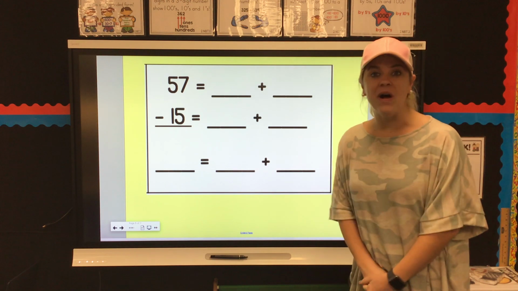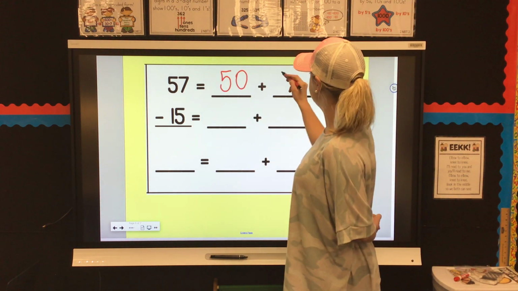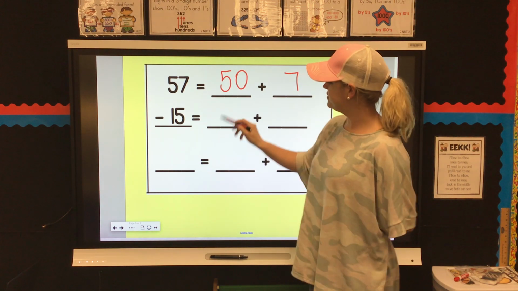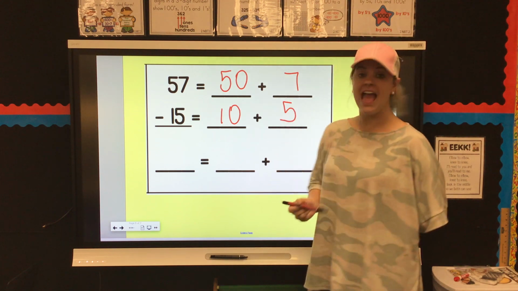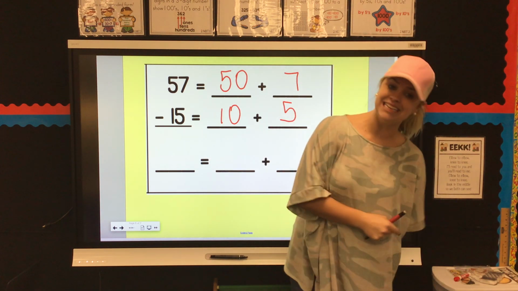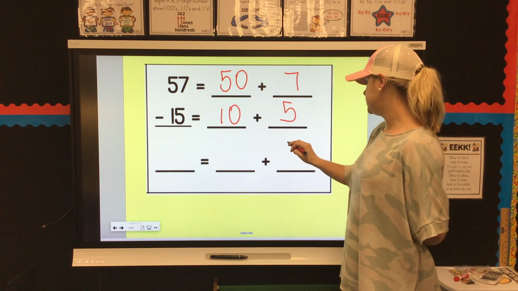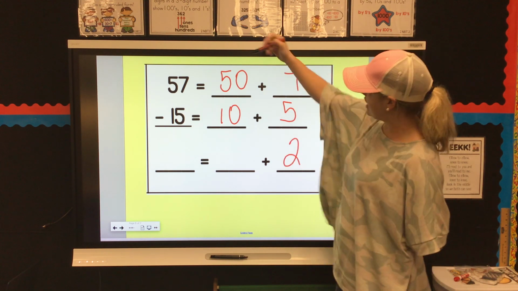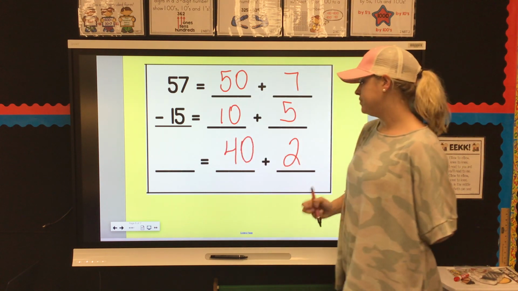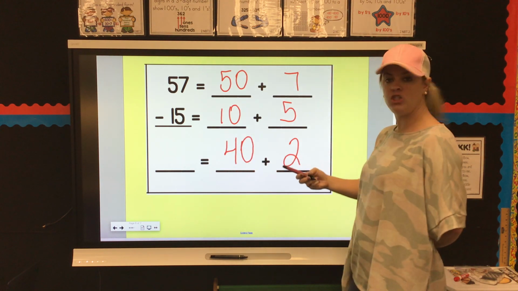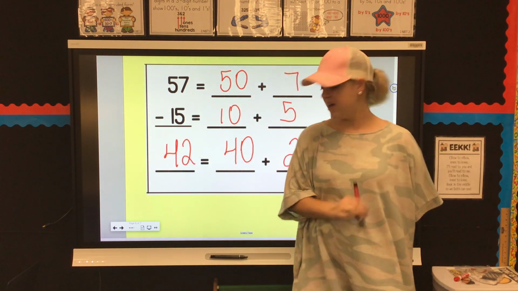All right, welcome back. Here we go. 57 is the same thing as 50 and 7. 15 is the same thing as 10 and 5. Then we're going to subtract, starting with the ones. 7 minus 5 equals 2. And 50 minus 10 equals 40. So what is the same thing as 40 plus 2? That equals 42. Very good.